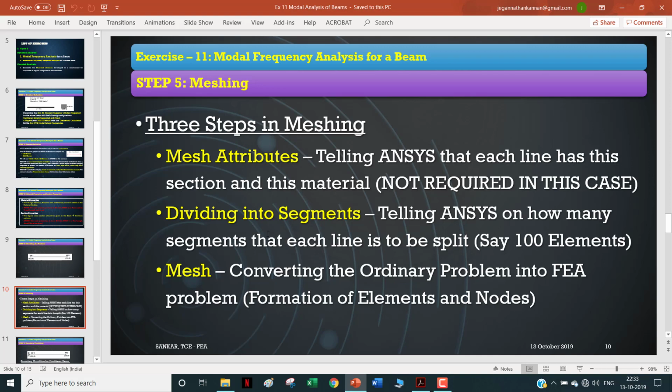And directly I can divide the problem into a number of elements, say 100 elements, and I can mesh the problem, and I can convert it into elements, right? Okay, so this is the stage where an ordinary problem gets converted into a FEA problem, right? Okay, so once this is done, I have to go for boundary conditions.